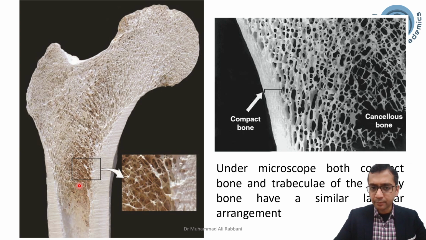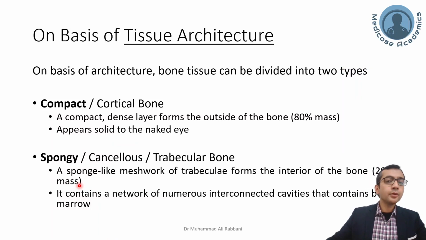So this is the compact bone. And don't forget to look at the alternate names as they may be asked in your exams. The compact bone is also known as cortical bone. Spongy bone is known as cancellous bone or trabecular bone, from this meshwork of trabeculae, the spicules that are going through them.